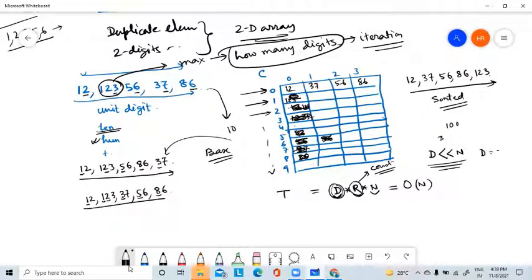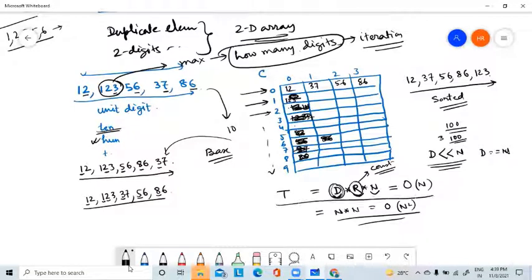If d is equal to n, what does it mean? It means I have 100 elements and the maximum number has 100 digits. Then this becomes n into n, because r is a constant, so it becomes order of n square. So the time complexity is purely based on the number of digits in the maximum number, the base of the number system, and how many numbers I have used. If it satisfies this type of equation, then we can complete it within order of n.